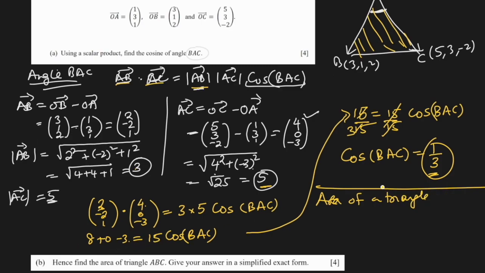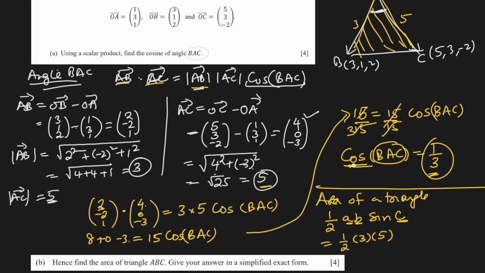Since we know cos of that angle, we have to use that angle. So we can say that the area is half AB sine C, where C is the angle between A and B, right? This angle BAC is between this side and this side. We know the magnitude of them, which is 3 and 5. So it becomes half times 3 times 5.